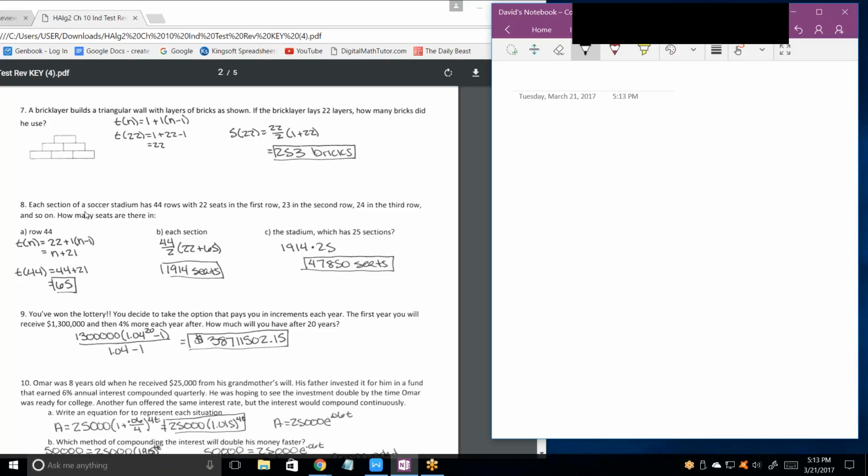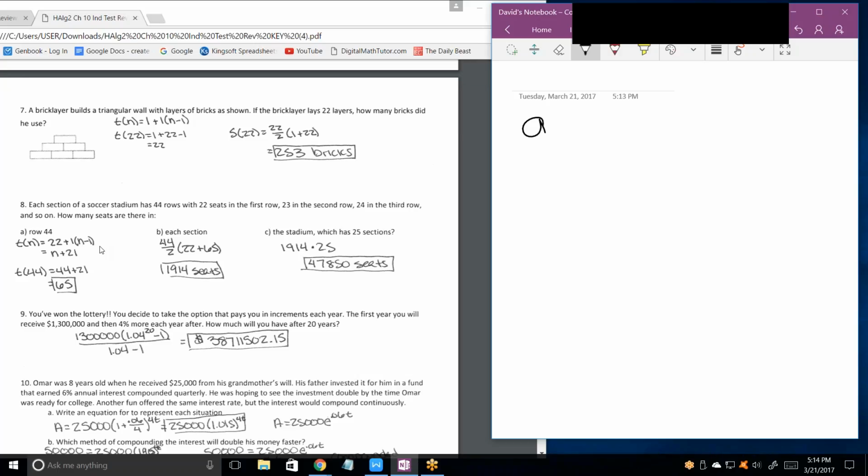Let's first of all read. Each section has 44 rows with 22 seats in the first row, 23 in the second, 24 in the third, and so forth and so on. How many seats are there in row 44? Give me the general equation for A sub n. Generally, the first term plus the common difference, and then n minus 1. So they want A sub 44.